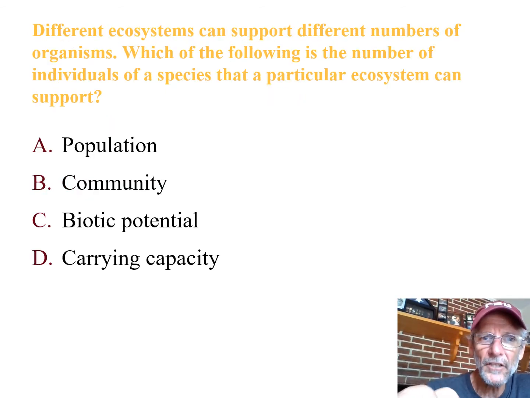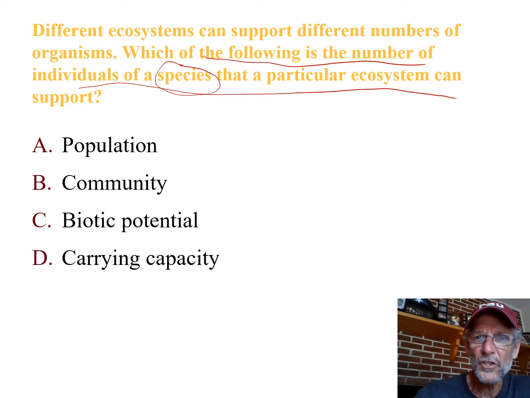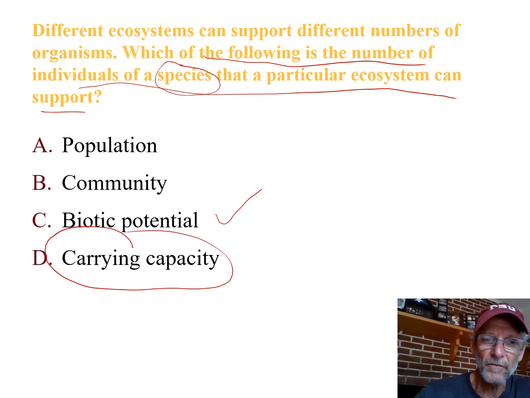This is a definition. The number of individuals of a species, of a group, of a population that a particular ecosystem can support. While biotic potential might sound like a decent answer, right? This is just the definition of carrying capacity.